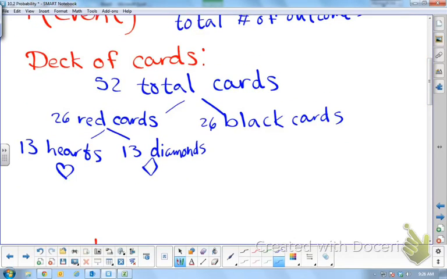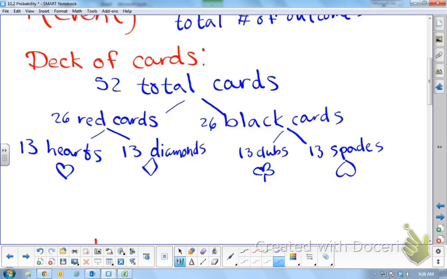Black cards, we have 13 clubs. And the reason it's called clovers is because it's represented by a 3-leaf clover. Not my best 3-leaf clover ever, but you get the idea. And then 13 spades. They're represented by like an upside down heart. So that's one way to split up our deck of cards.